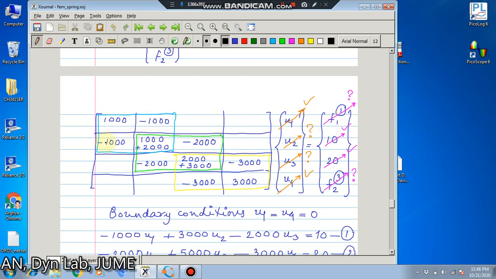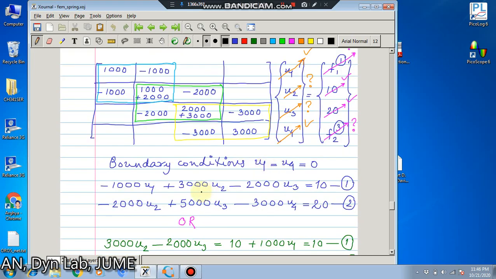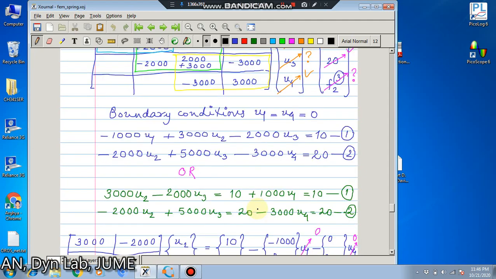So what you have to do is, you have to take this equation and this equation. So for the first equation, you get minus 1000 into u1 plus 3000 into u2 minus 2000 into u3. So this is 0, so u4 will not come into picture, is equal to 10. And from this, minus 2000 into u2 plus 5000 into u3 minus 3000 into u4 equal to 20. Or u1 is known, so you can take it in the right hand side. u4 is known, so you can take it in the right hand side.